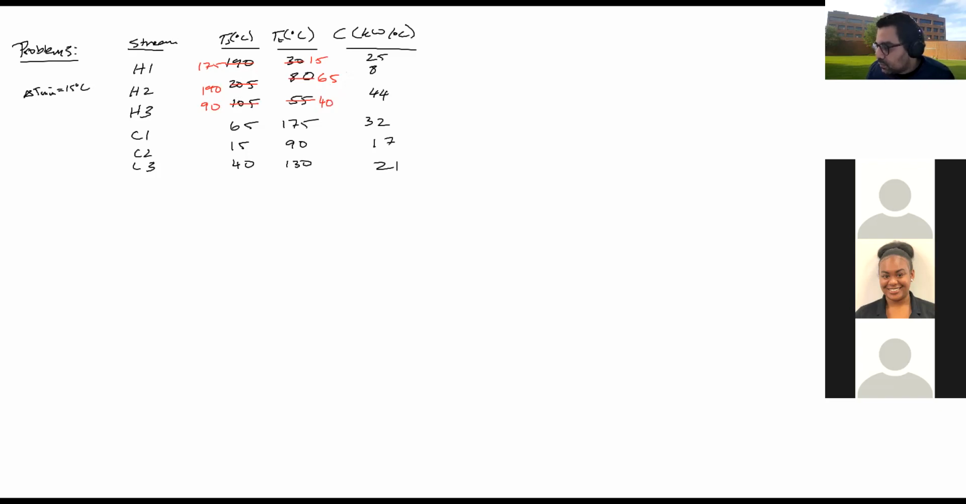Okay, now step 2 will be to arrange your temperatures from highest to lowest, and we're going to plot the streams after arranging them to identify my intervals and start building my interval table. Okay, so let's arrange them from highest to lowest. My highest temperature here is 190.